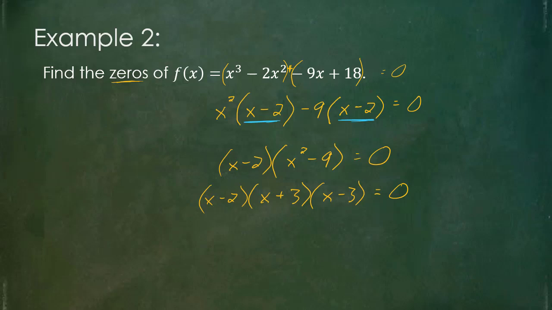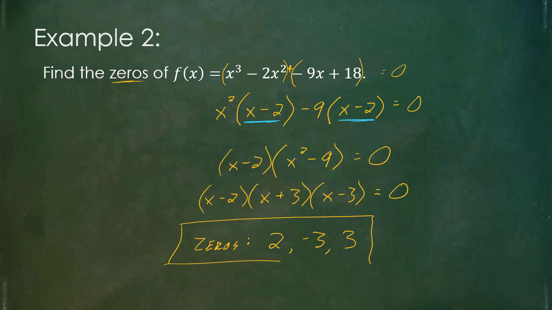So now if I set each of those equal to 0, my zeros for this problem would be, well, the first one, it would be add 2 over to the other side, so positive 2. The middle one, it looks like I would have to subtract 3, so that would give me a negative 3. And then the last parenthesis, it looks like I would add 3 to move it over, which would be a positive 3. So there's my 3 zeros for this problem.